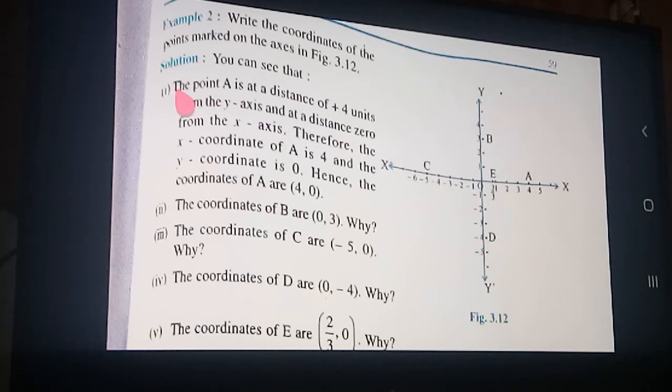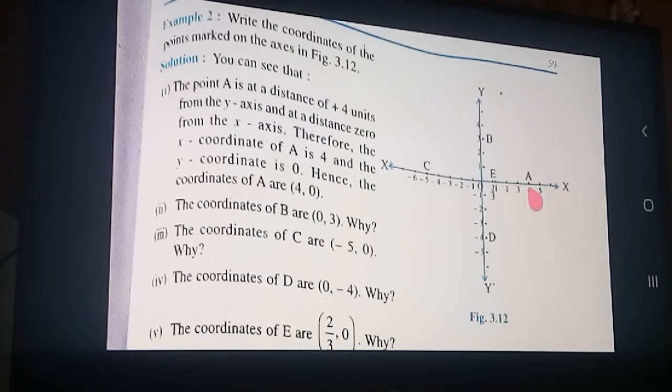See here. Where is the point A? The point A is here. Actually, this point lies on the x-axis. If it moves upside or downside, then only a y coordinate will exist. Here it is not moving upside, and it is not moving downside either. Therefore the y coordinate will not exist. So this point A lies exactly on the x-axis.